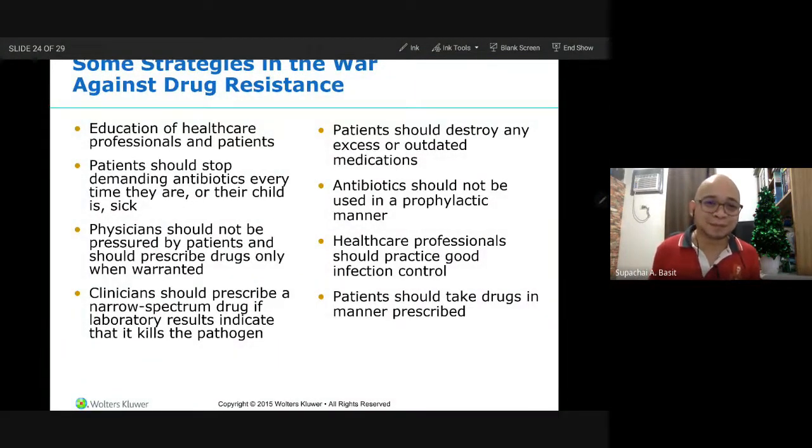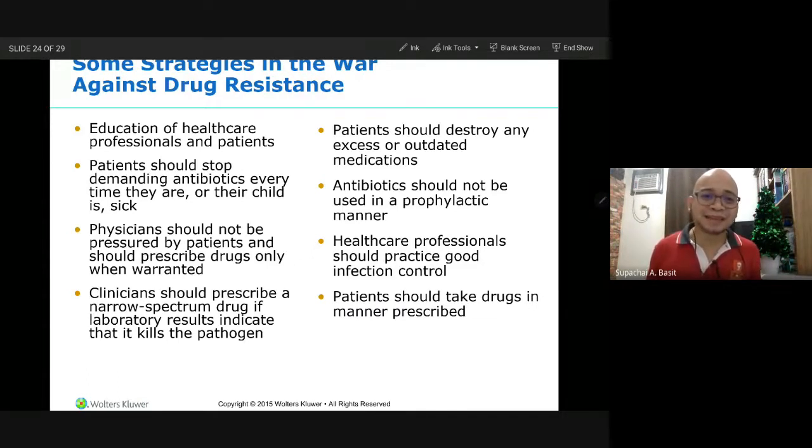So, for example, if you have colds, do not demand antibiotics because colds are viral. Antibiotics are antibacterial, so it wouldn't work. Okay? Physicians should not be pressured by patients and should only prescribe drugs when warranted. Clinicians should prescribe a narrow spectrum drug if the laboratory results indicate that it kills the pathogens. So you do not always request a wide spectrum. If the pathogens can be killed by narrow spectrum, then use a narrow spectrum.